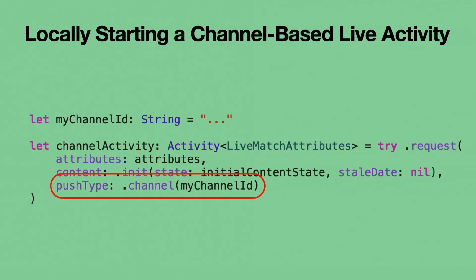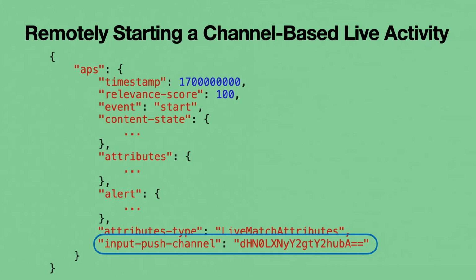So the code to subscribe to live activities on a channel looks very similar to before. This is what we did in our app much earlier in the presentation, but we set the push type to channel and we pass it the channel ID. And that's kind of all you need to do to get that live activity listening on that channel. And then to do it remotely from a server, again, it's the same start event. We send it to that same start token. We just need to add the input push channel to the request here, and that'll let the device know to listen to all updates on that channel from that point forward.